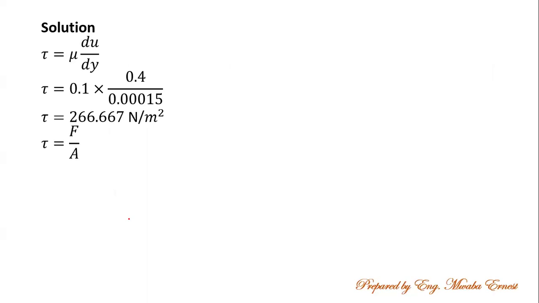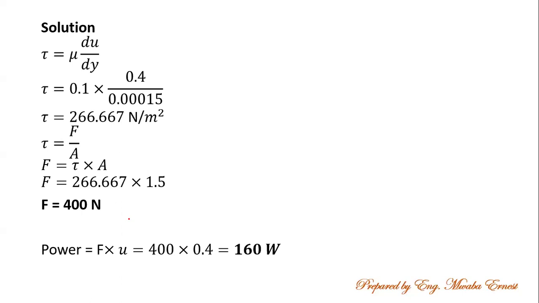But this is not all. We know that shear stress is force over area. And force, we make force the subject of the formula. We have to do the cross multiplication. So then our force will be shear stress multiplied by the area. So the area was given as 1.5. So if I multiply that by 1.5, I get my 400. Then this is the force.